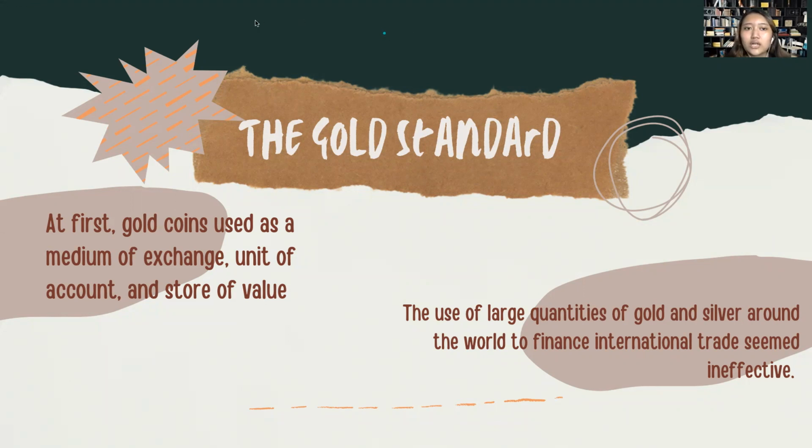Then shipping large quantities of gold and silver around the world to finance international trade seemed ineffective. So the solution adopted was to arrange for payment in paper currency and for governments to agree to convert the paper currency into gold on demand at a fixed rate.